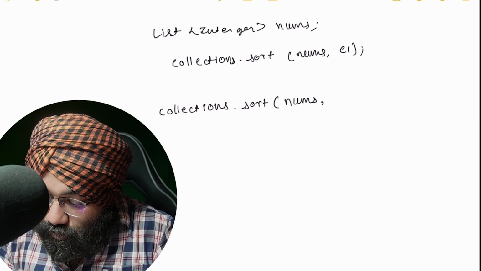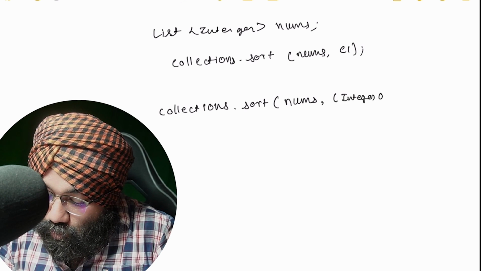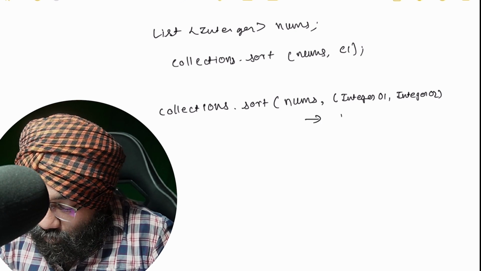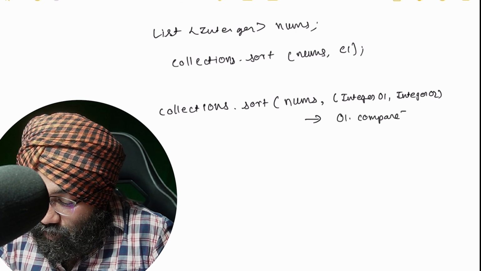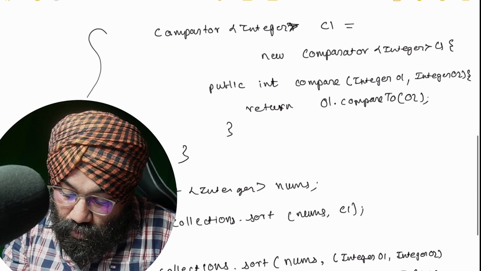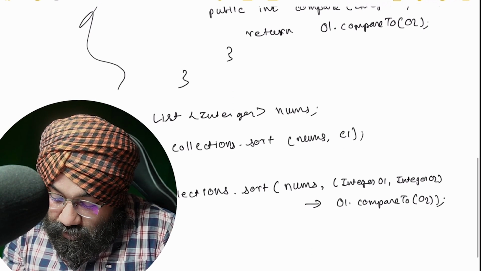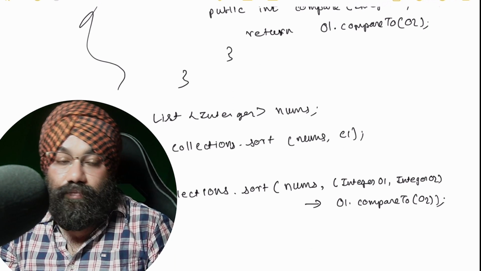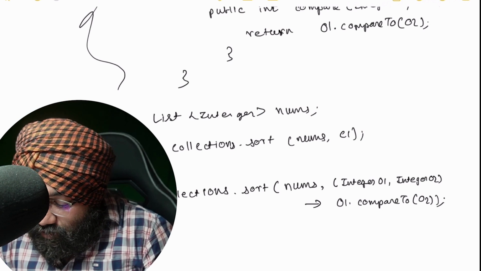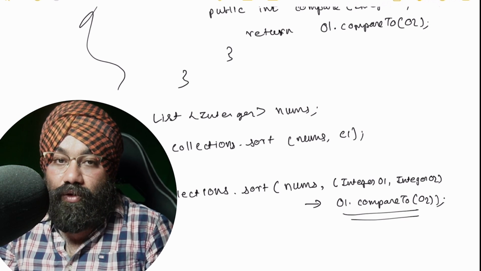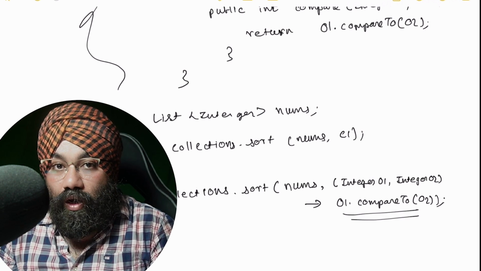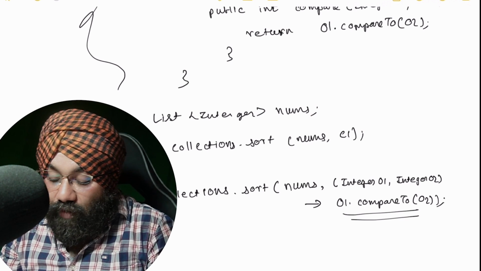Okay, so what do you need to do? Integer o1, integer o2, and then your lambda expression, and o1 dot compareTo o2. So this much line of code is getting replaced by only this much line of code. So you can see there are advantages, and apart from that, you are defining the logic where you need it. You are not defining it at some other place and calling it. You are defining it where you need it. Okay, so this is also an advantage.